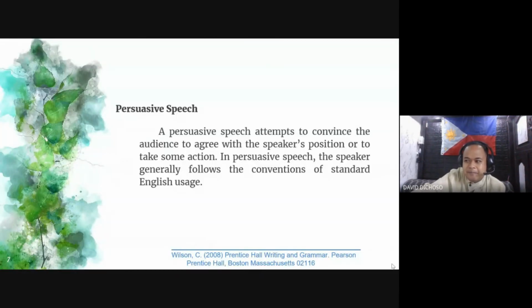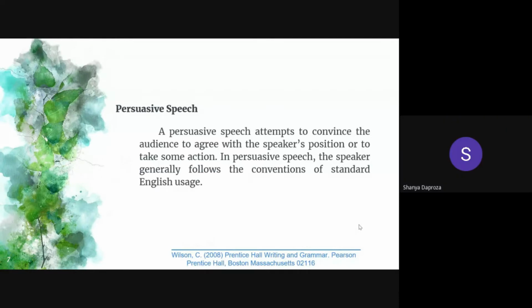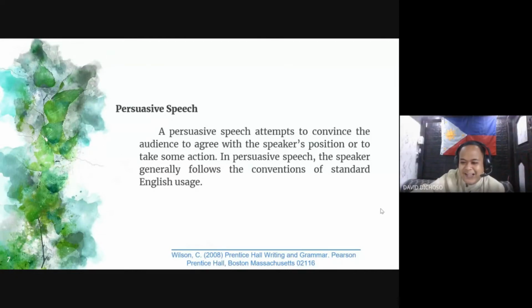Next, we have the persuasive speech. Anyone who would like to read this? Okay, go ahead, Shania. Persuasive speech. A persuasive speech attempts to convince the audience to agree with the speaker's position or to take some action. In persuasive speech, the speaker generally follows the conventions of standard English usage. Thank you, Shania, for reading this definition.